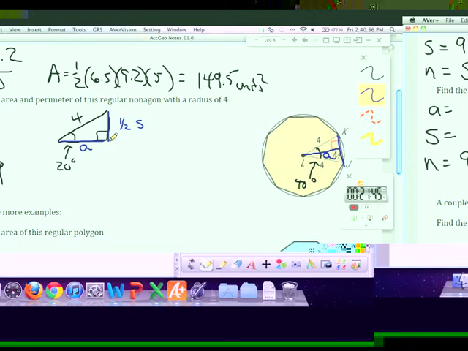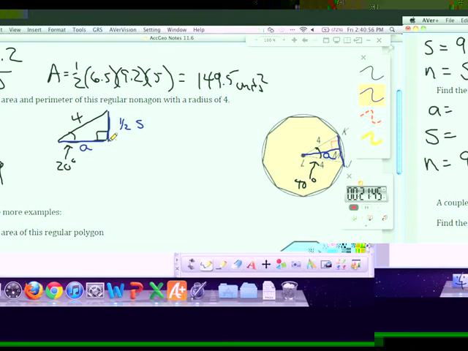Do I know the length of one side yet? I know this distance is 8, but this is the side length. But we can find it, and we'll find that in just a second. Do I know how many sides are in this polygon? We can count that. That's fine. So the only real calculation for this first example is the side length.